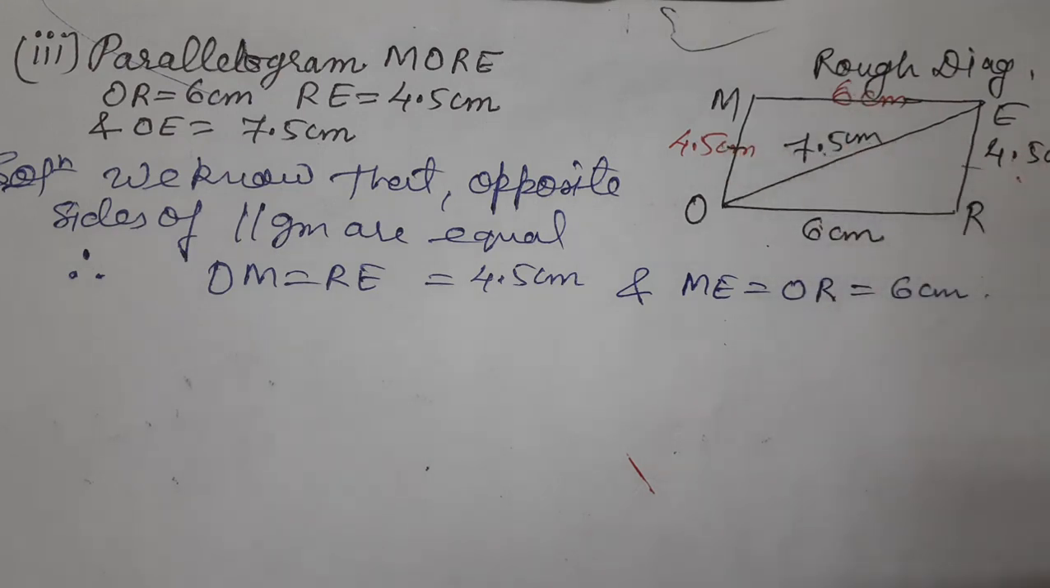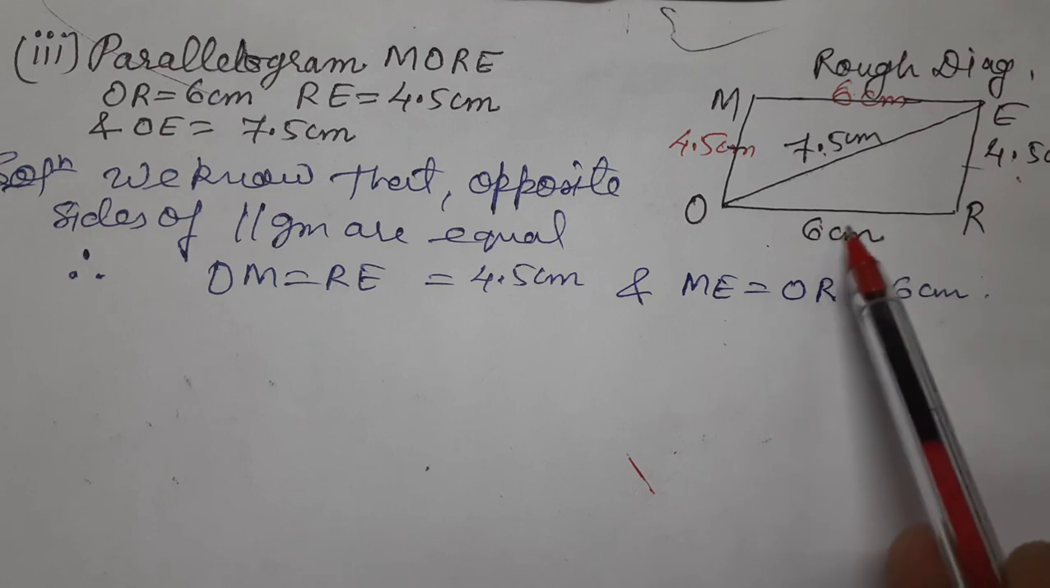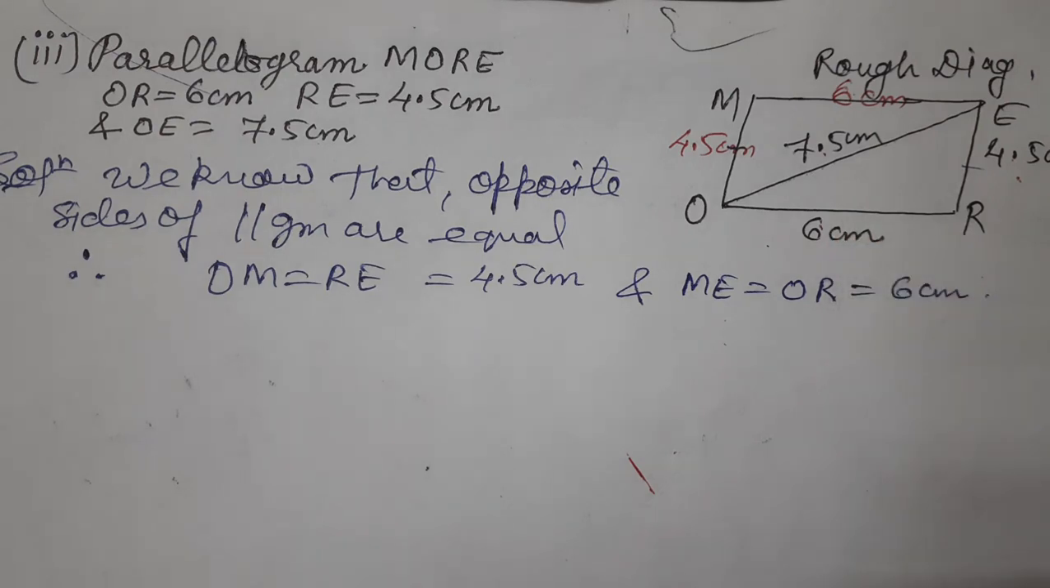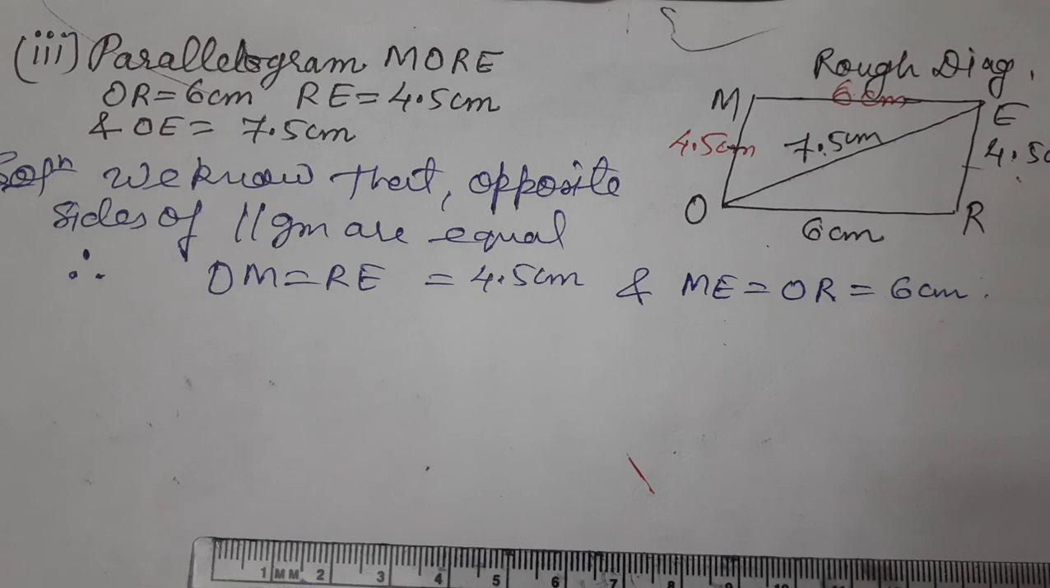Now children, see, we got 4 sides and 1 diagonal. So now we can uniquely construct this one. Let's start constructing this one. Let's start with OR. OR is 6 centimeter, so we'll draw OR 6 centimeter. Take OR 6 centimeter.